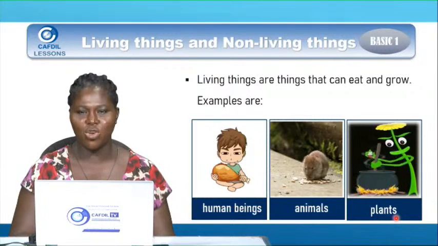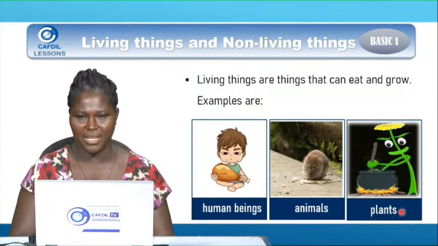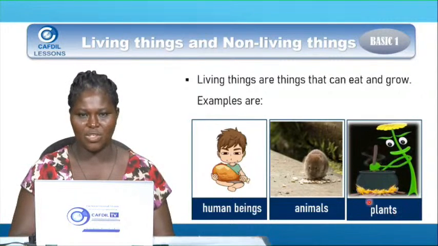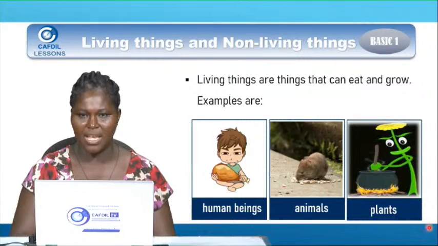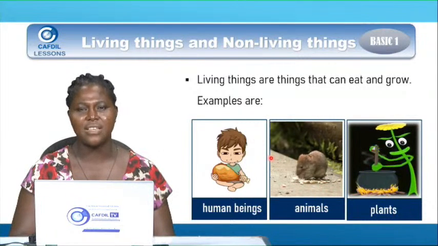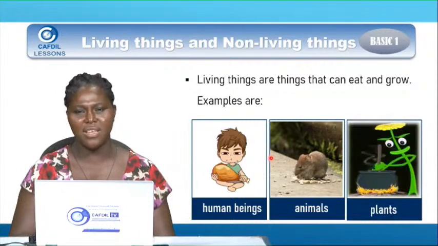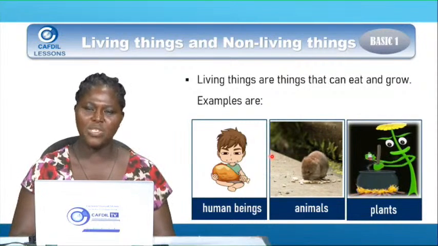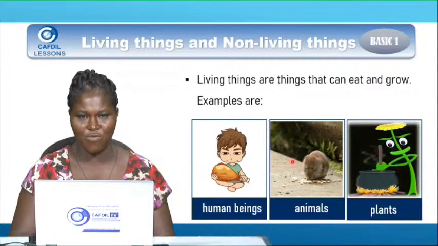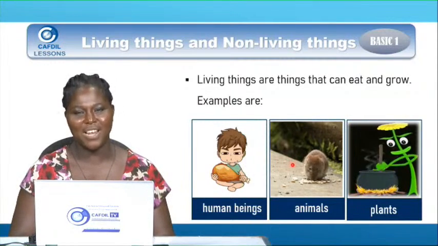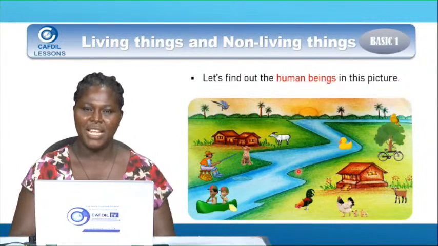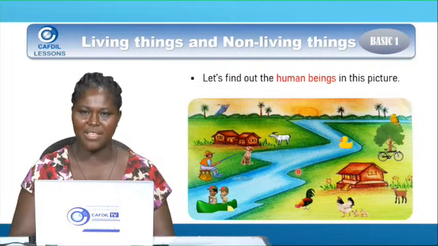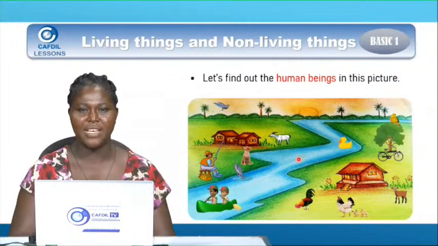Plants are also living things. So we have human beings, we have animals, and plants. And human beings eat and grow. Animals eat and grow. Plants also eat and grow. So let's continue our lesson. Now, children, let's find out the human beings in this picture.